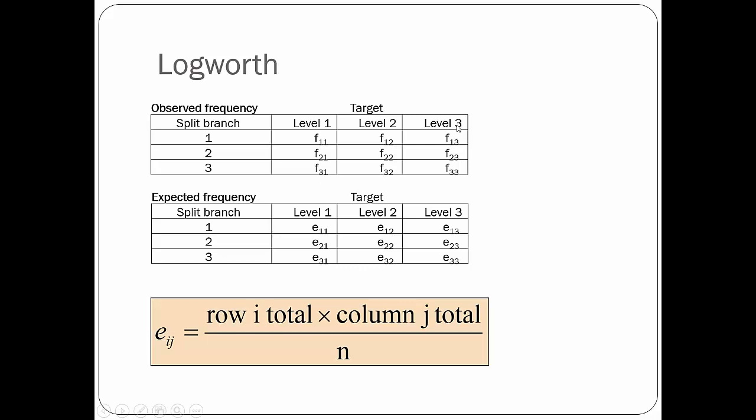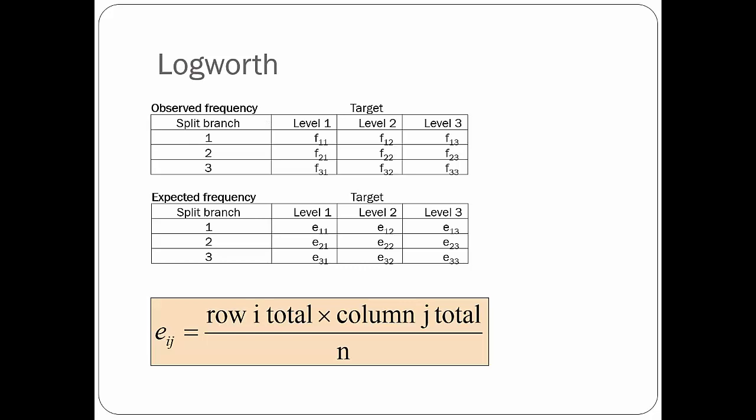Here, if you have three possible levels for the target, then you take the leftmost branch: how many are level 1, how many are level 2, how many are level 3, and then repeat that for the middle branch, and repeat that for the rightmost branch. So you construct a table like this of observed frequencies. So you're considering all the branches at the same time.